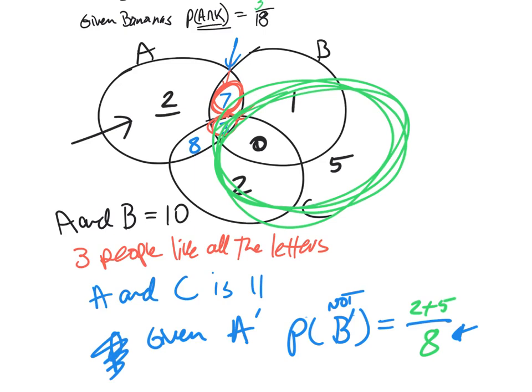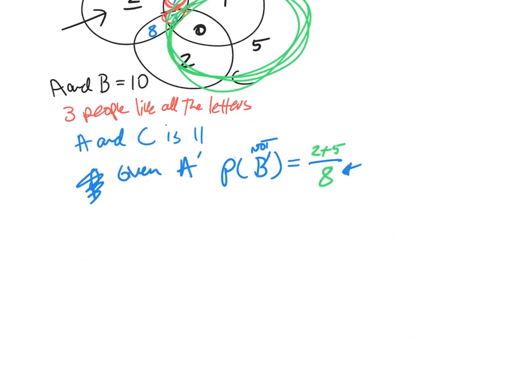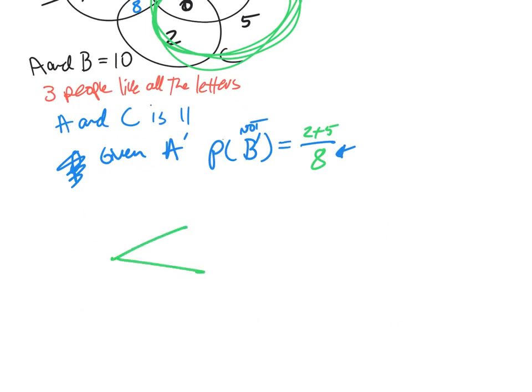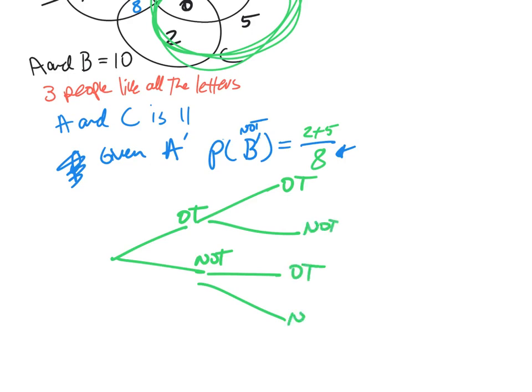Okay. Then let's talk about one last one, a Venn diagram. You're either on time or you're not. On time, not. On time, not.